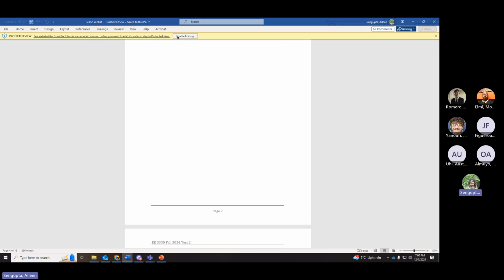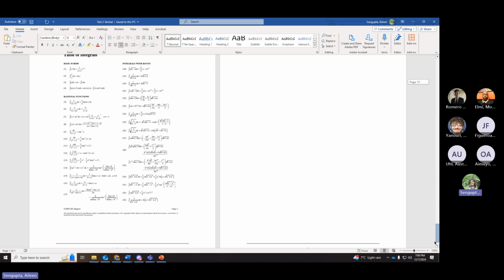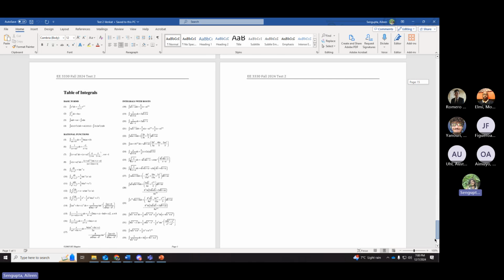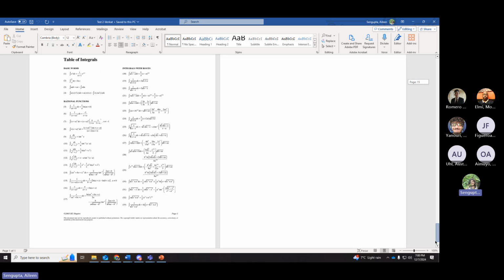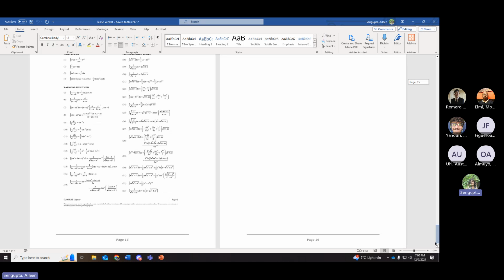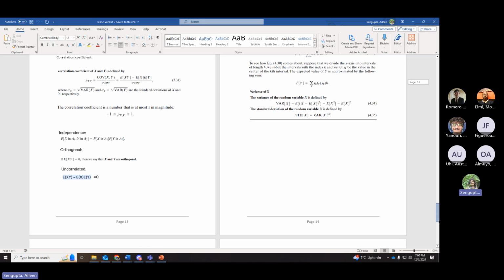So your tables will be, just enable the editing, it'll be easier, my life will be easier. You will have tables of integrals given to you. Last time I was not allowed to give you the tables of integration and differentiation. This time I am going to make sure that you have tables of integration and differentiation and everything else already at the back of your exam.